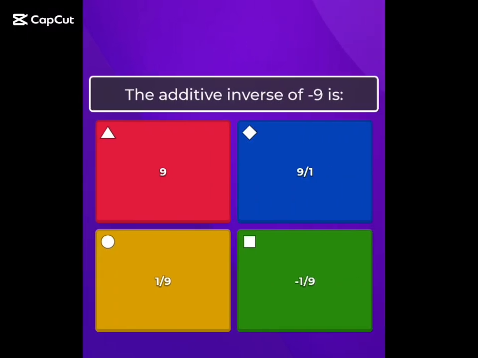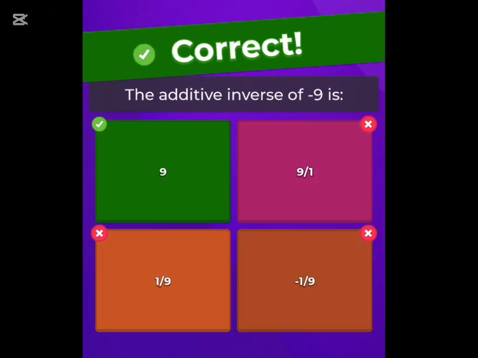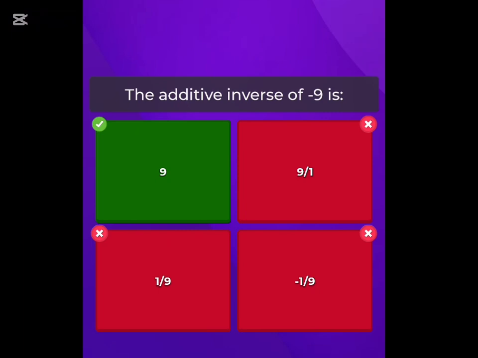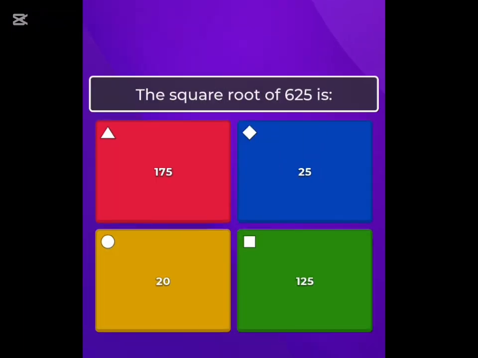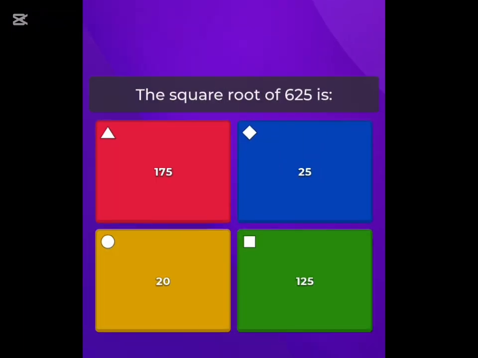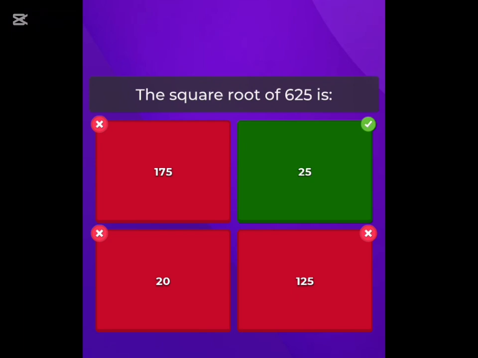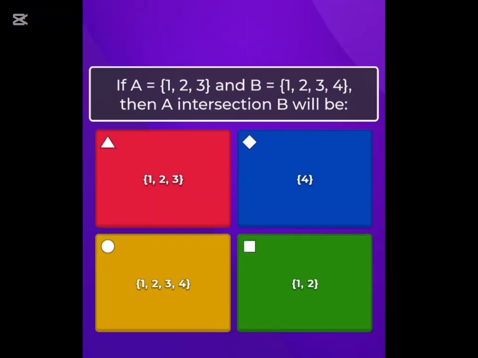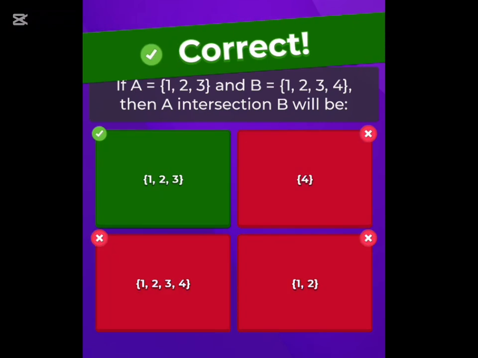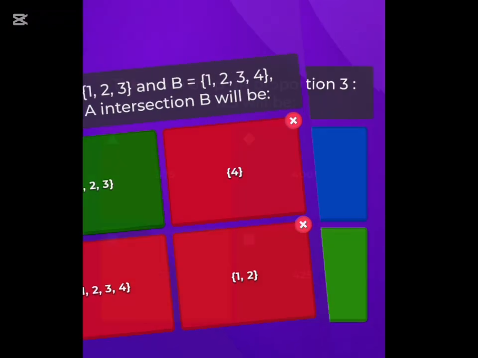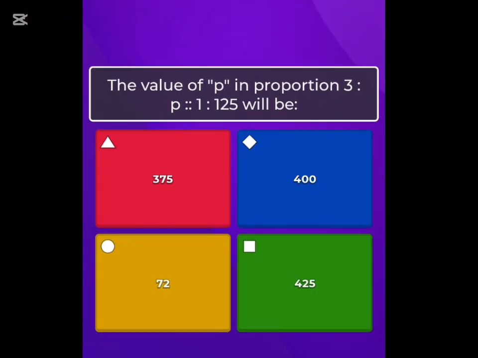The additive inverse of 9 is. The square root of 625 is. If A equals 1, 2, 3, and. The value of P in proportion 3, P, 1, 125.